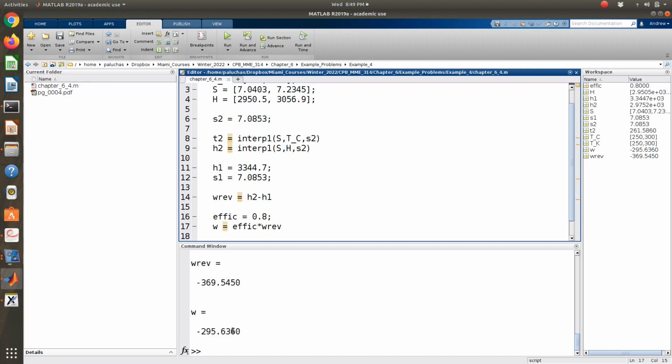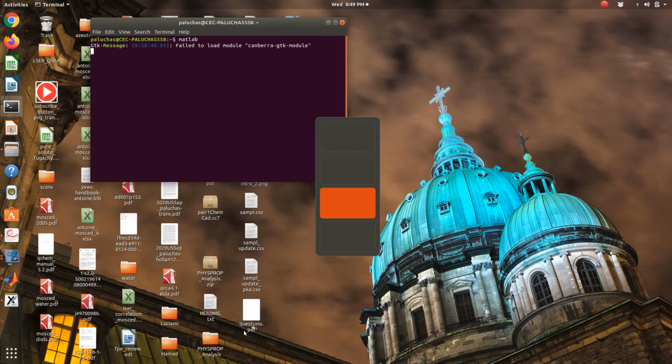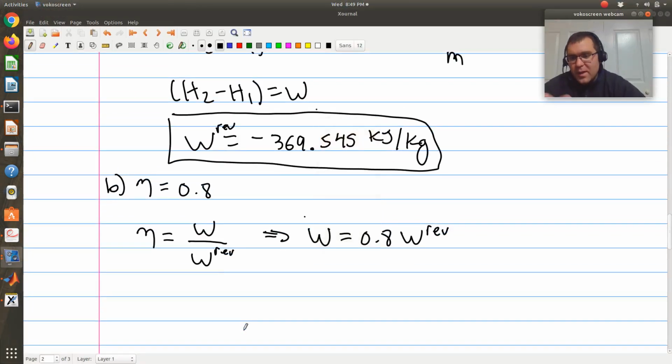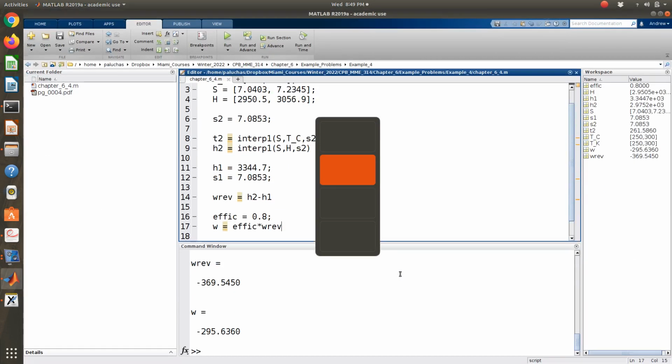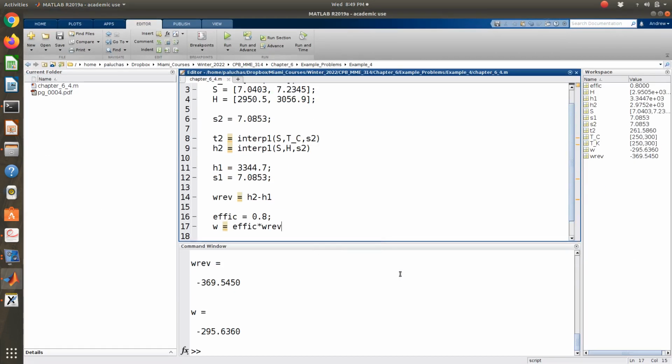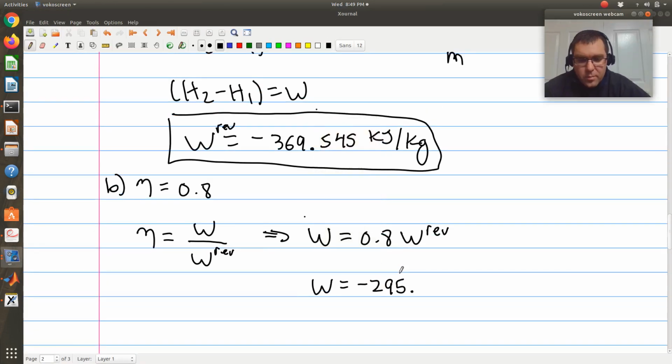My actual work that this will produce is negative 295.6360 kilojoules per kilogram.